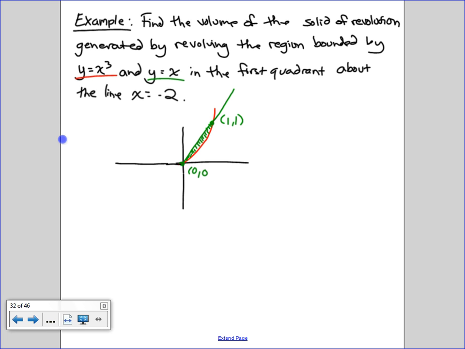Question, just by looking at it: disc or washer? How come? Is it flush with any horizontal or vertical anything? No, it's not going to work. Where is it revolving around? X equals... What? Are you serious? Yep, serious. There it is.